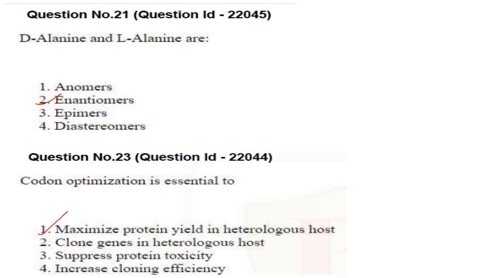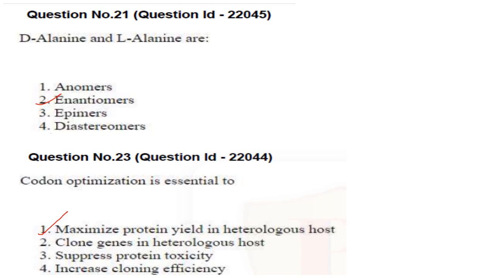Now the method of adjusting codons to match with the host codons is called as codon optimization. To prevent this codon bias, you use what is called as codon optimization. Now why do you use codon optimization? Maximize protein yield in heterologous host. 1 is the answer.